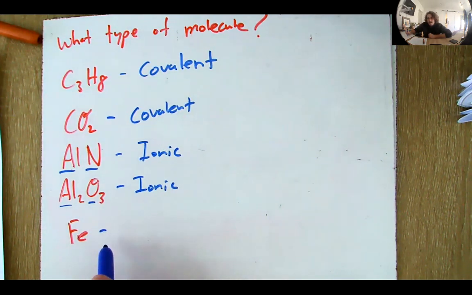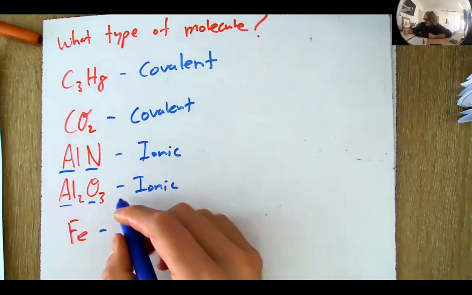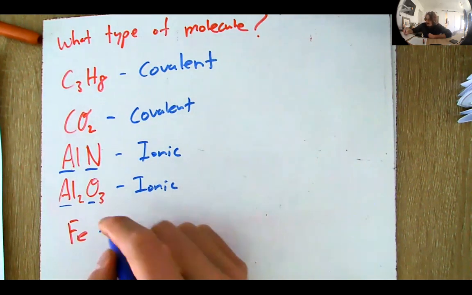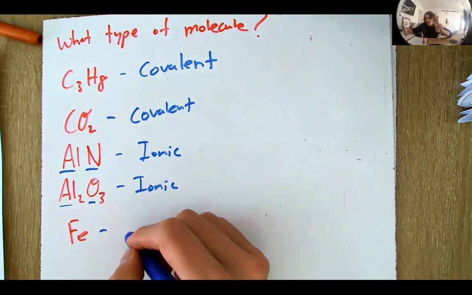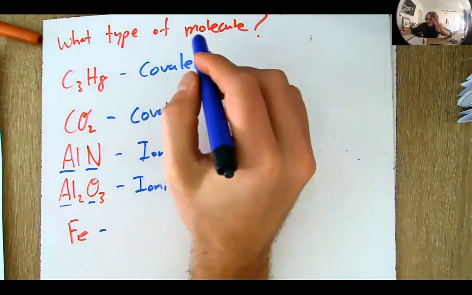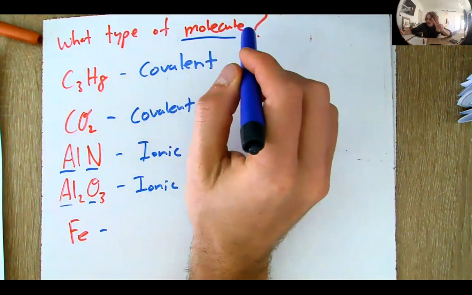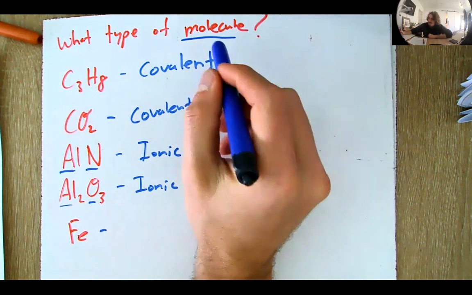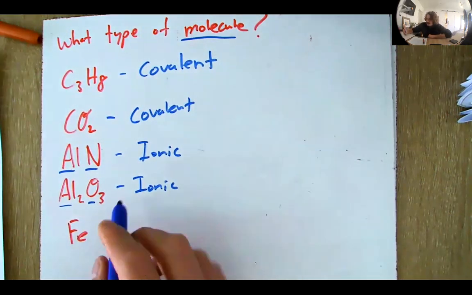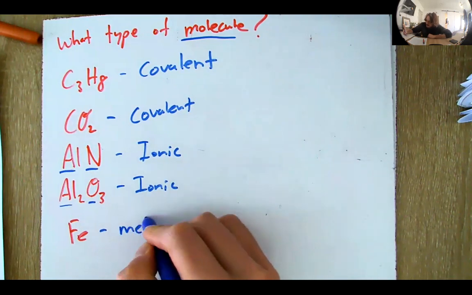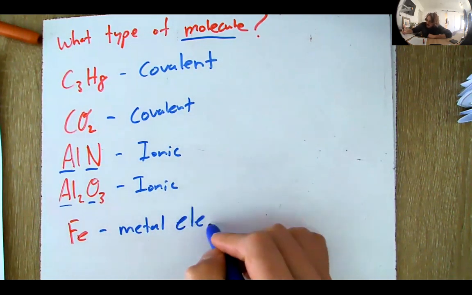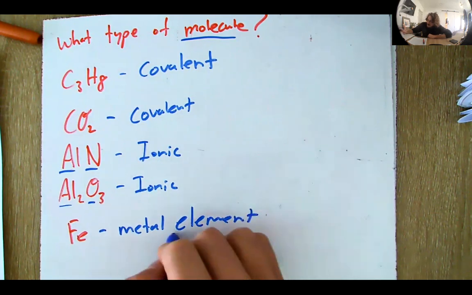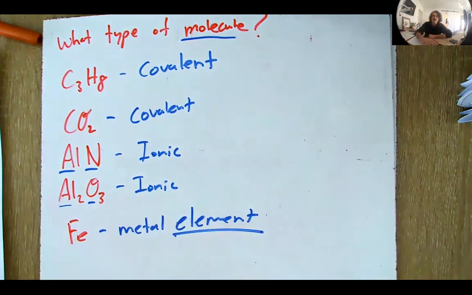No, it's not an alloy. I tricked you. I'm sorry. An alloy is when there's two metals bonding to each other, and actually molecule means when there's at least two elements present. So Fe for iron is a metal element. This is an element, not a molecule. Sorry, I tricked you. Not sorry.